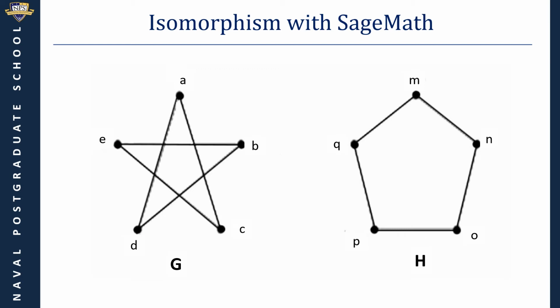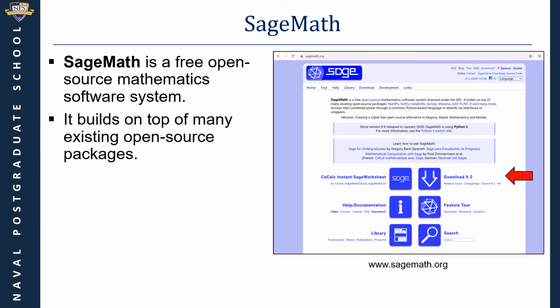Today I'll show you a way to check for isomorphism using SageMath. To do this, we need two things. Number one, a download of SageMath, and number two, an understanding of adjacency matrices. SageMath is a free program based on the Python language that you can download on any computer operating system.